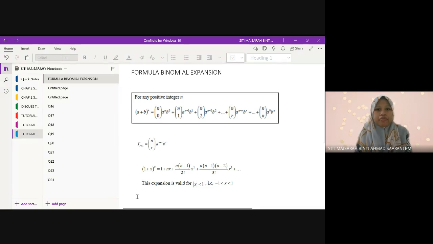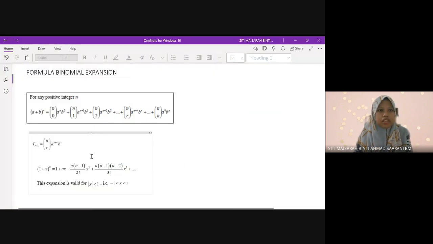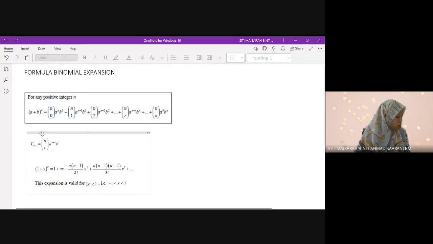And then for second formula is tr plus 1. Okay, this is a formula for which is r plus 1 term. This is r plus 1 term lah. Okay, formula ni kita pakai kalau kita nak cari coefficient, nak cari term of independent. Untuk formula ni lah, nak cari term ataupun coefficient untuk sesuatu lah.